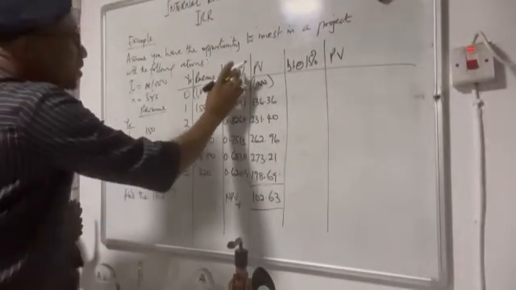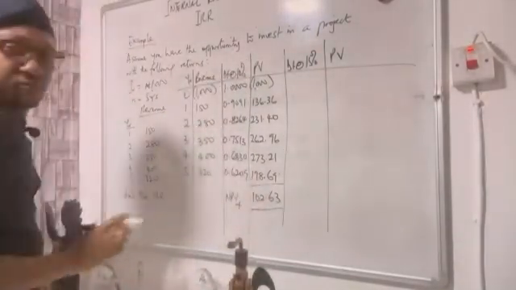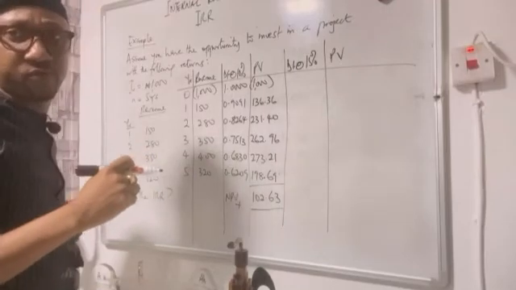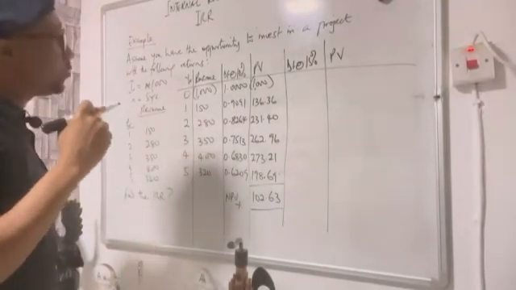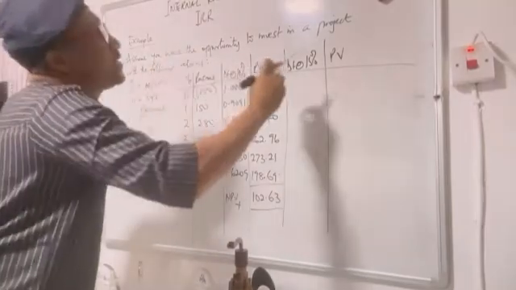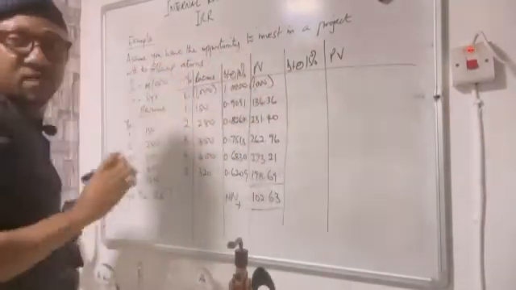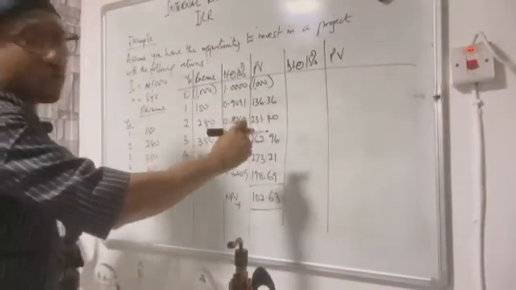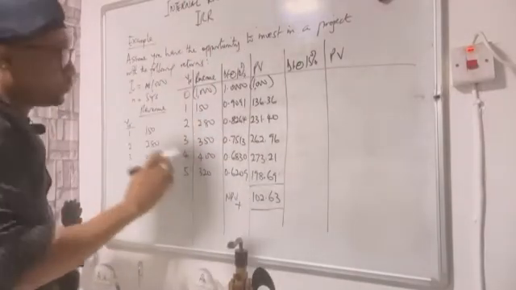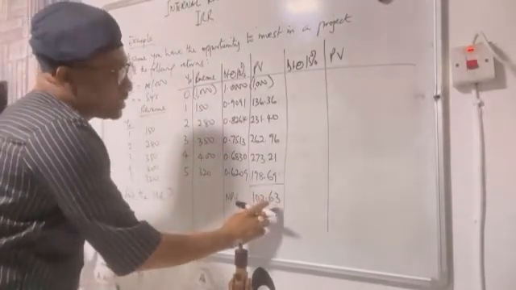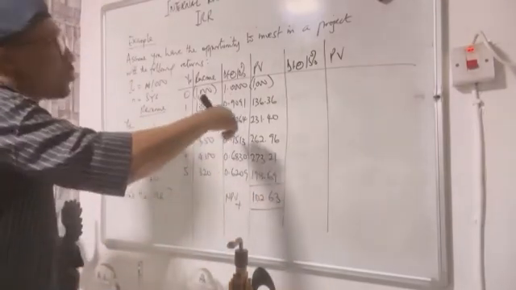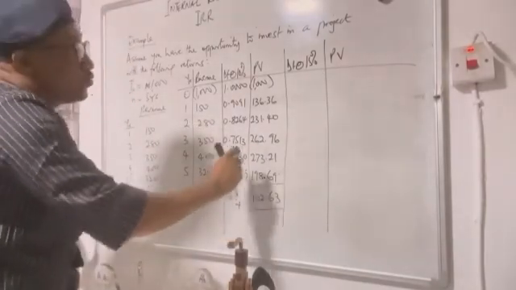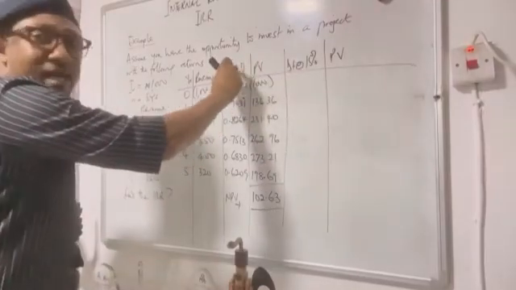The point is, since I guessed 10% and it gave me a positive NPV, I now know that the next NPV I'm looking for is the negative NPV. How do I now get the negative NPV? The way to get the negative NPV is to take a second discount factor that is higher than the first one. Had it been I got a negative NPV here, I would have taken a discount factor that is lower than this 10%. But since I got a positive NPV here, I will take a discount factor that is higher than this 10%.